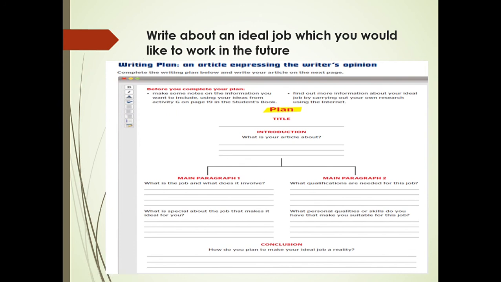The second paragraph in the main body: the qualifications needed for the job, then the personal qualities or skills. And end your essay with a conclusion: how do you plan to make your ideal job a reality? Turn the page in the workbook and write your essay here, and the teacher is going to check it in class, inshallah.